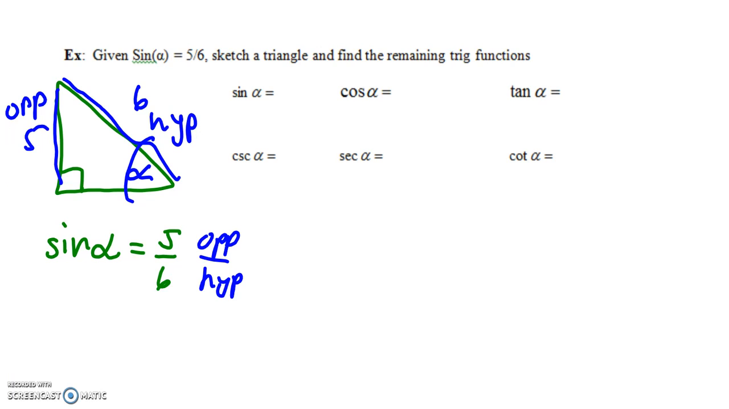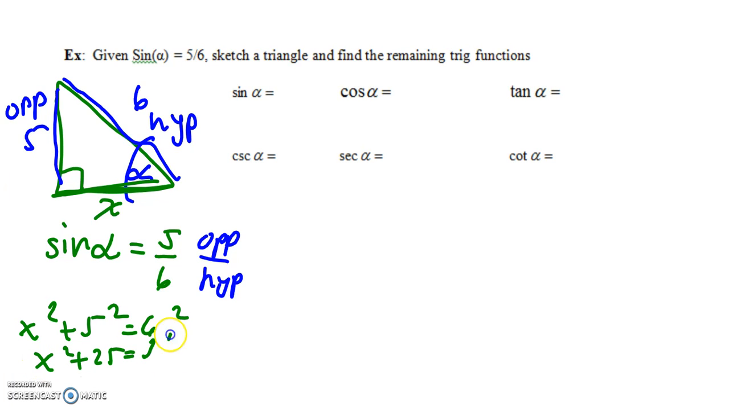And so just like before, we'd have to find our missing side. So, good old Pythagorean theorem again. X squared plus 5 squared equals 6 squared. X squared plus 25 equals 36. If I subtract 25, I would get 11. So it seems like I'm getting a glorious answer of x equals the square root of 11. Little ugly, but we can handle it.